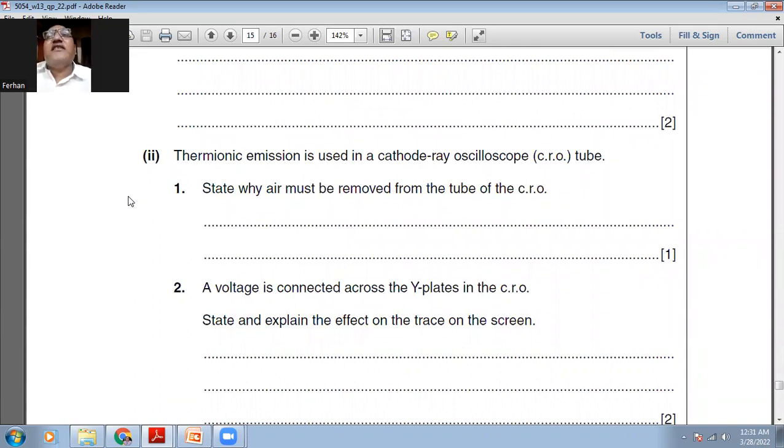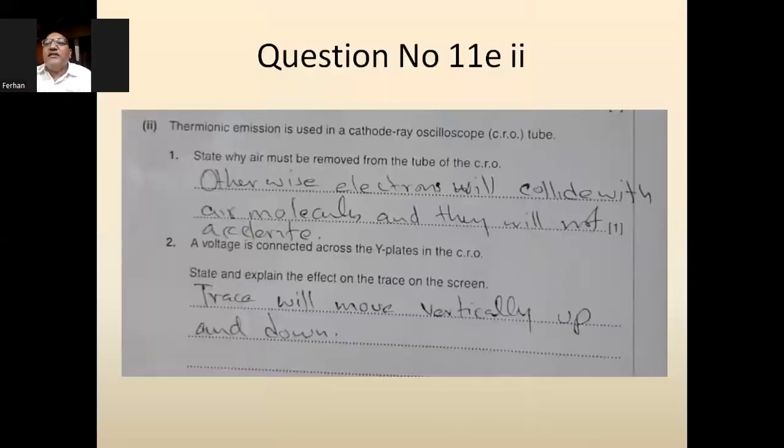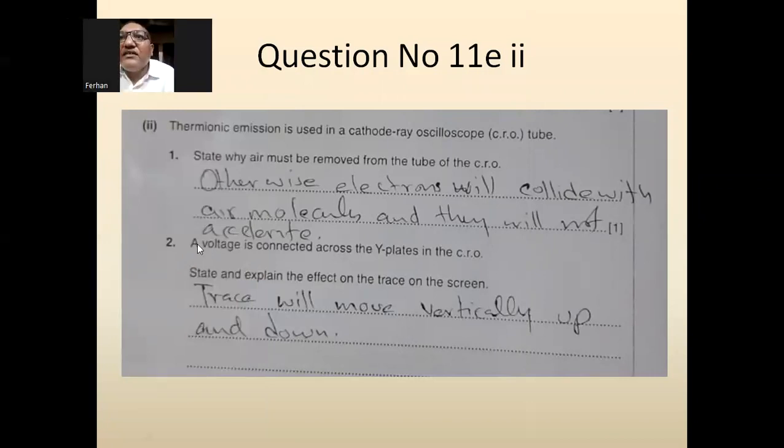So when you give voltage to the Y plates, the trace of the electrons on the screen of the CRO moves up and down. It moves vertically up and down. It controls the movement of the electrons in the vertical manner. So you see, the trace will move vertically up and down. So that is our answer.